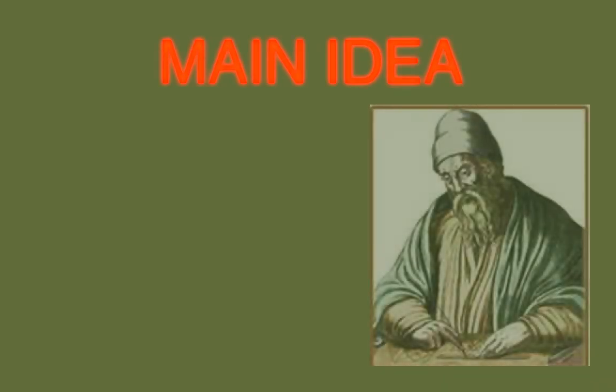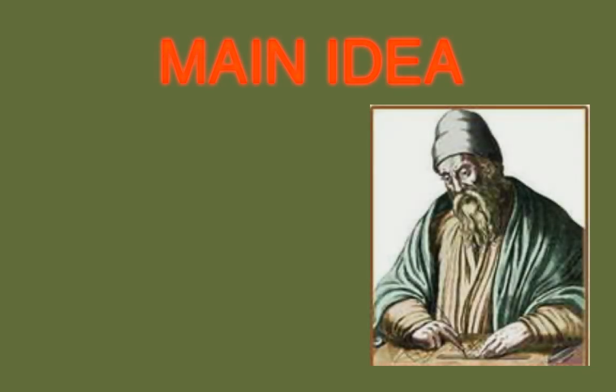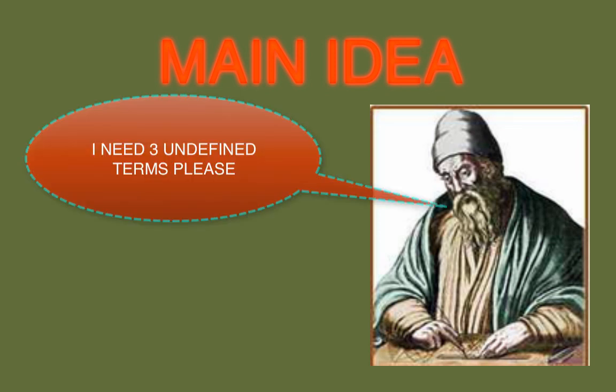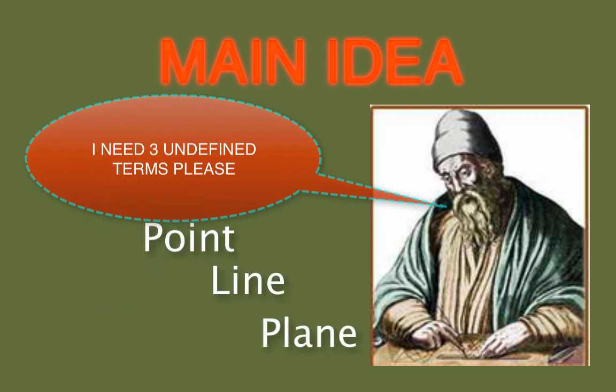Euclid organized the study of geometry using logic in a way we still use today. To begin these arguments, he stated his 3 undefined terms: point, line, and plane. All other definitions will build from these terms, so it's important that we understand them now.